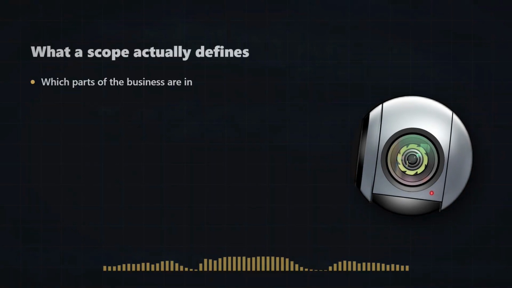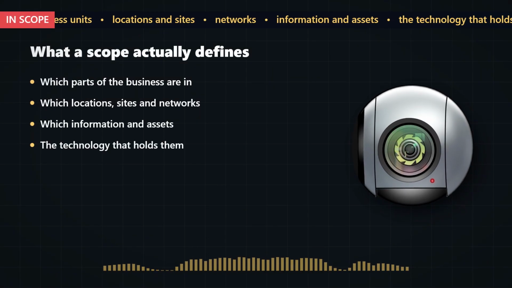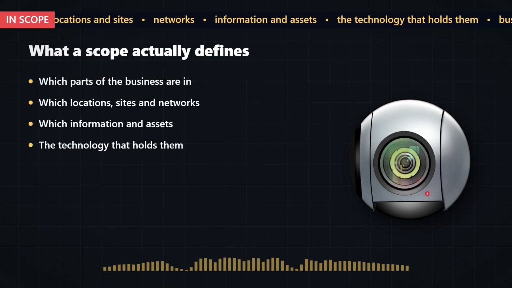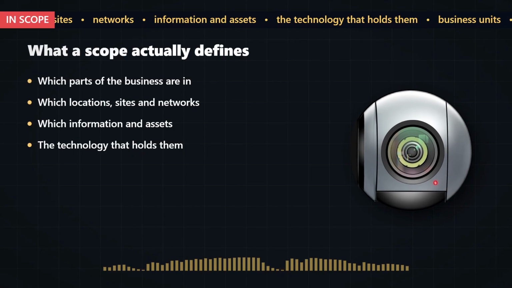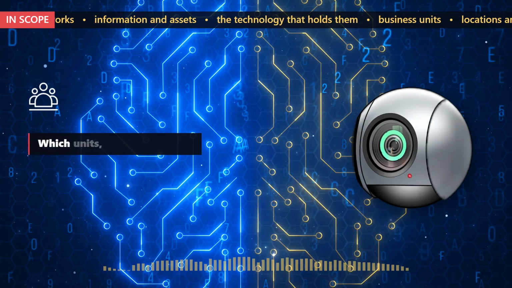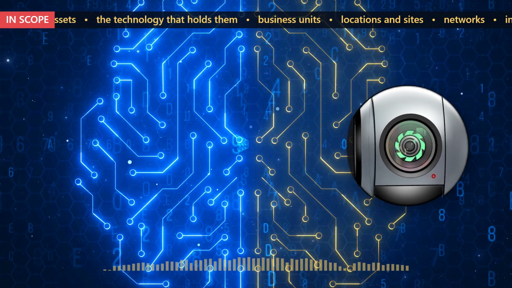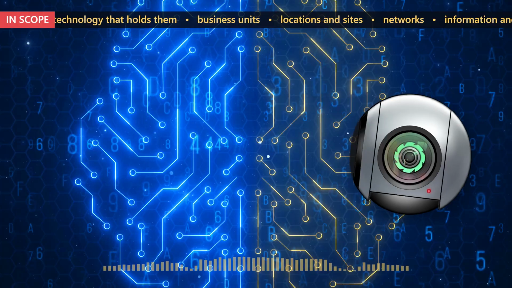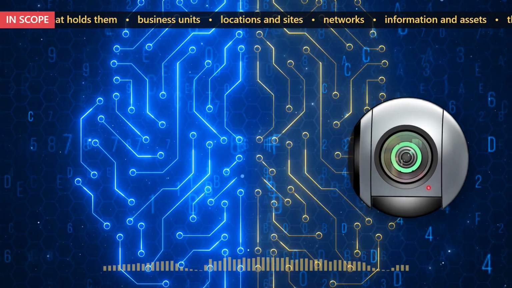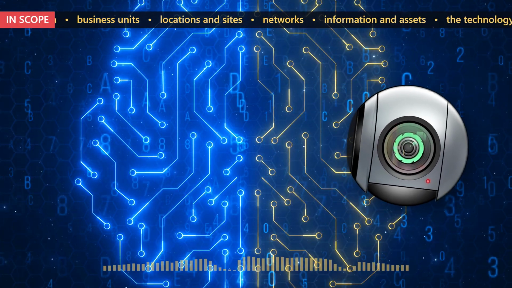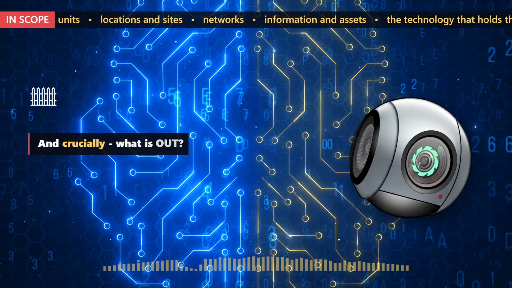So what does a scope actually define? Four things, roughly. Which parts of the business are in: which org units, which teams, which functions. Which locations are in: which sites, which offices, which data centers, which networks. Which information and assets are in: what types of data, what systems hold them. And which services are in: what you actually deliver to customers, and crucially, what is out.